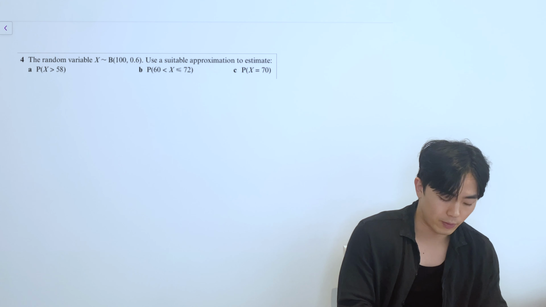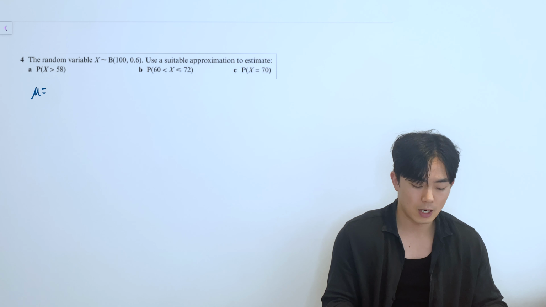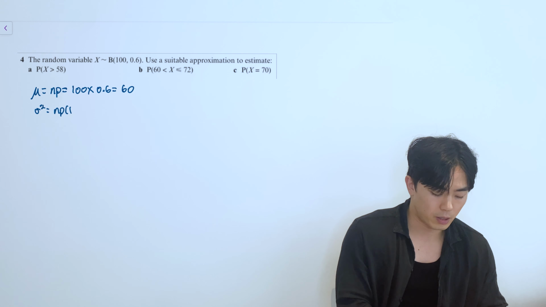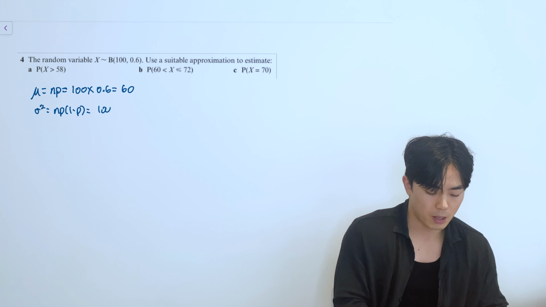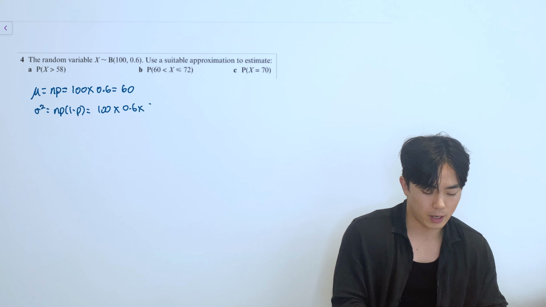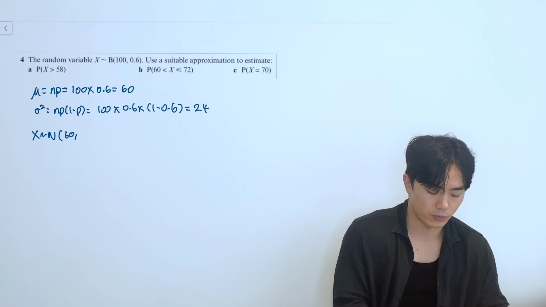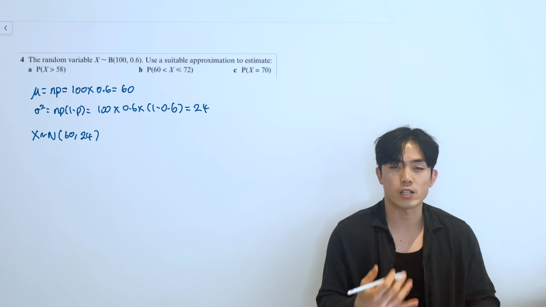First things first, we need to find our mu and sigma values. Remember, mu, the mean, was np, right? So it's going to be 100 times p, which is 0.6, so therefore it's going to be 60. And sigma squared was np times 1 minus p. It's going to be 100 times 0.6 times 1 minus 0.6, which will give us 24. So therefore, if we were to approximate to a normal distribution, we would have a mean of 60 and a variance of 24, like so. Now we can go back to finding the answers to the question.